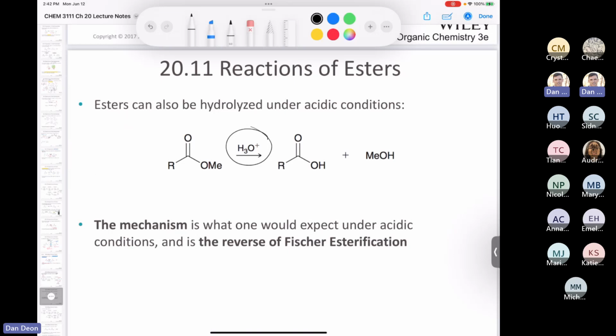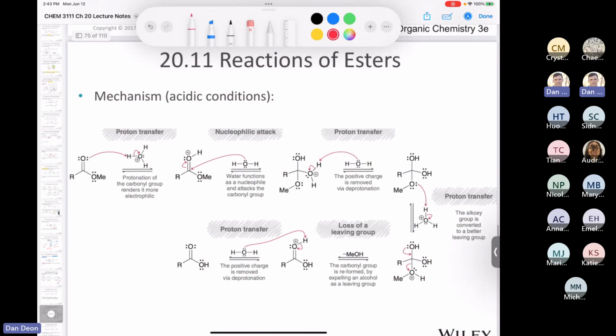And so if you understood the Fischer esterification mechanism, the mechanism of acid hydrolysis is just the opposite. That's based on what's called the principle of microscopic reversibility, that if you have one reaction in one direction, the reaction in reverse is the exact same arrows, just in the reverse order. That's all it is. So if you're looking at this mechanism and saying, hey, this is just the backwards Fischer esterification, it is.